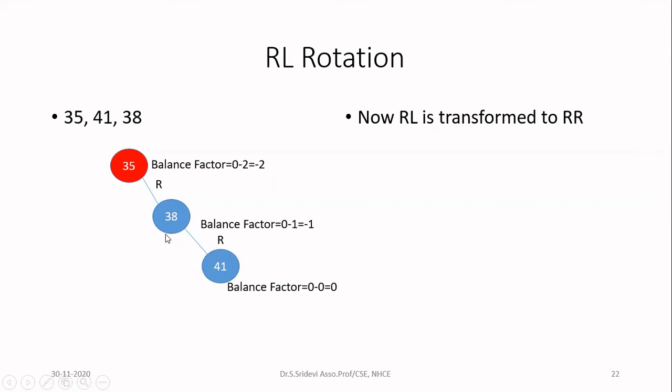Now, is the tree balanced? Consider the balance factor of these nodes again. 35 still has the balance factor of -2, because in the left subtree I have height 0 and in the right subtree I have height 2. So again it is -2. That's why we say when letters are different, one rotation can't balance it. You need to go for two rotations.